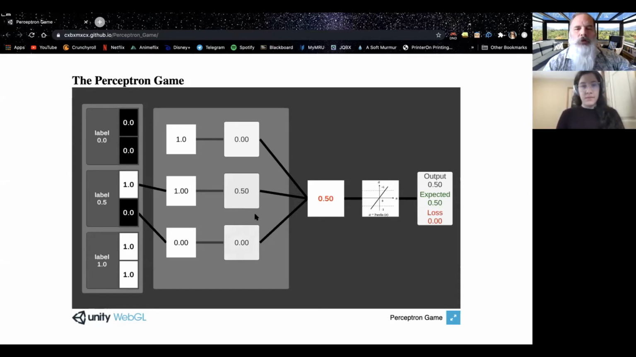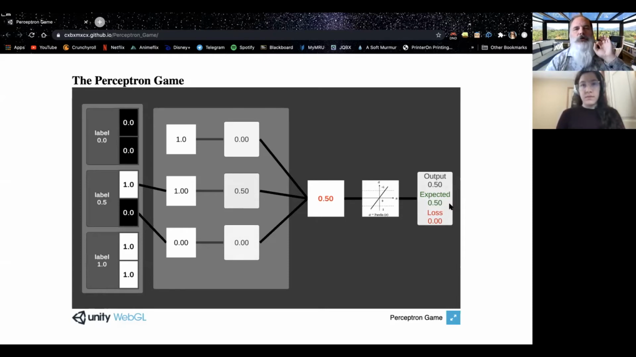So the 1 times the 0.5 gives us a 0.5. And since there's no other multiplication or additions here from the other weights, we only get a 0.5 that pushes through. And you can see that the 0.5 is pushing through. It's giving us an output of 0.5. And the expected value is 0.5, meaning our loss is 0.